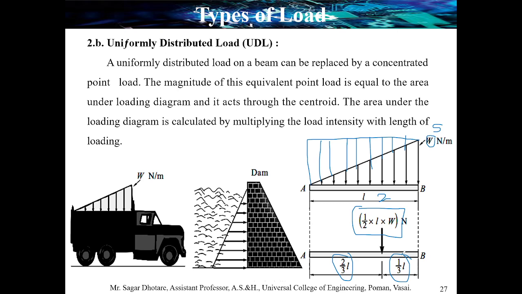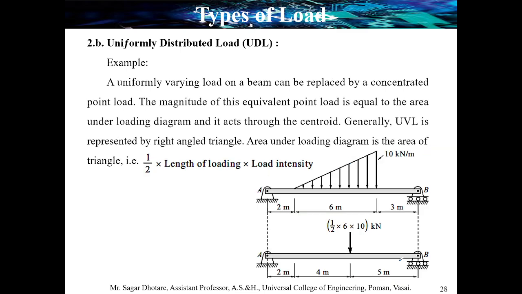From that point, the load can be placed at 2/3 of the length of the non-uniform distributed load. So here the 2 meter length is there: 2/3 of 2 meters from point A, and 1/3 of 2 from point B. Okay, we will discuss with an example.